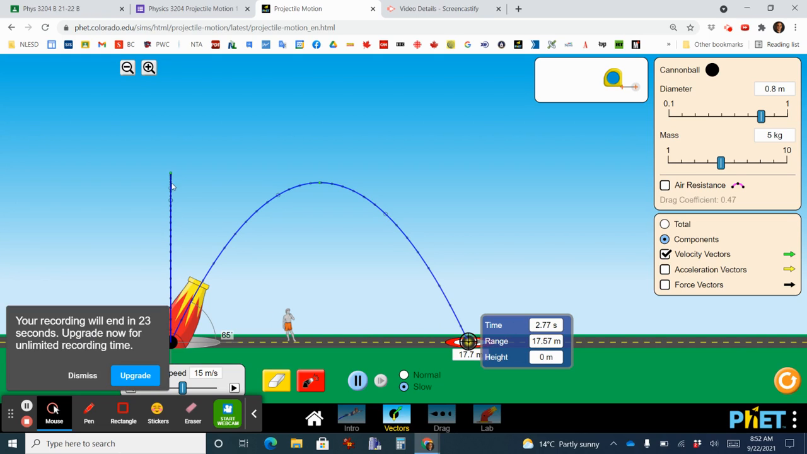The time in the air you can find using the vertical component of the velocity, and the horizontal range you can find by multiplying the time in the air by the horizontal component of the velocity.